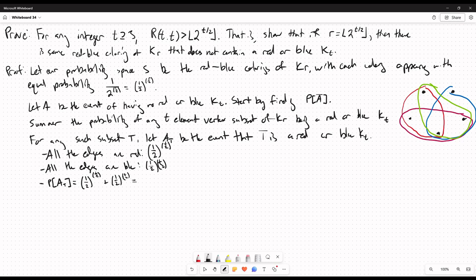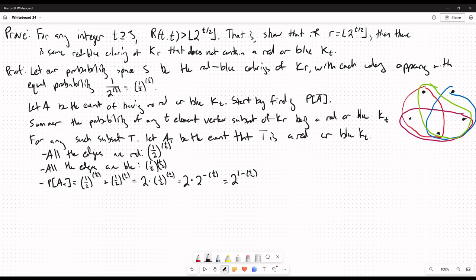And there's a nice special way to write that. You can write that as 2 times 1/2 to the power of t choose 2. And then if you're feeling really special, you could write that as 2 times 2 to the negative t choose 2, which is the same as 2 to the power of 1 minus t choose 2. So that's for any given subset.